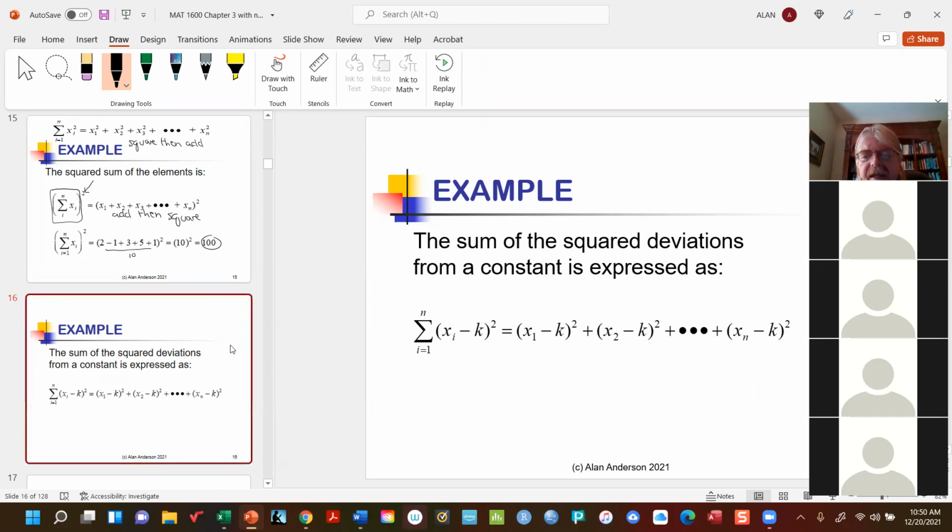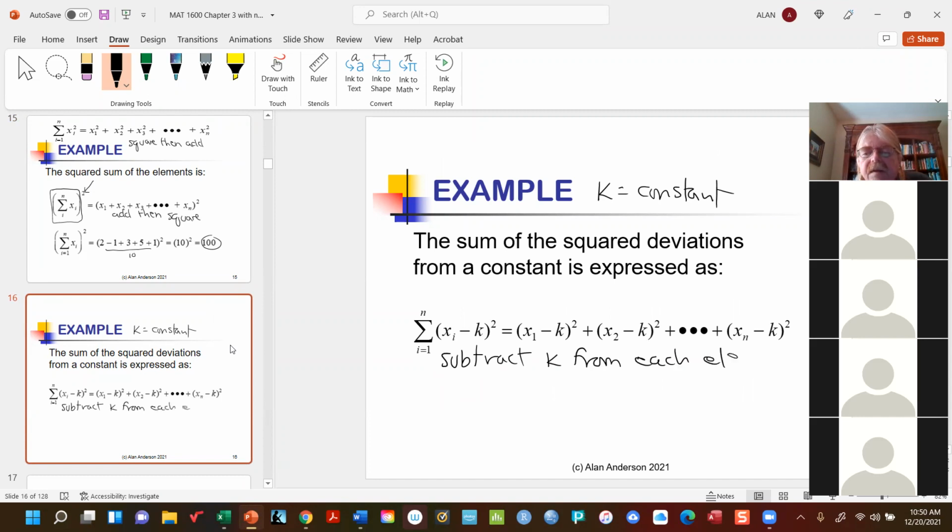Suppose that I want to take each x. Now, by the way, k is a constant of some kind. We'll have an example in a minute, but subtract k from each element. Square the results, I should say, and then add them up at the end.